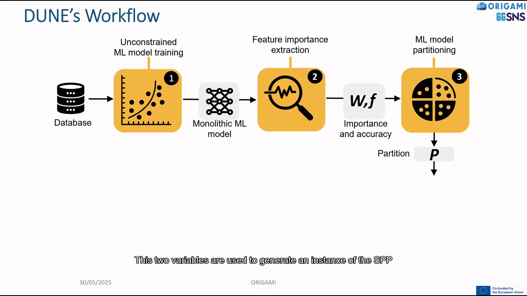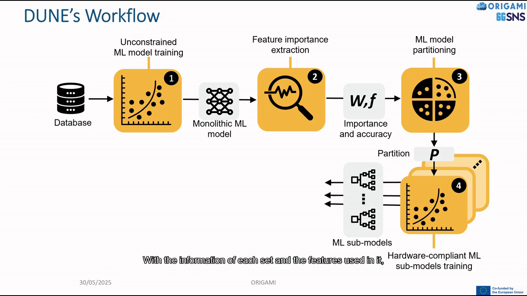These two variables are used to generate an instance of the SPP, which aims at splitting the classes set into smaller subsets, where members in each set have both similarly important features and accuracy. The result is a partition P. With the information of each set and the features used in it, we train hardware-aware tree-based models for each class. We use a grid search over the hyperparameters to maximize accuracy.